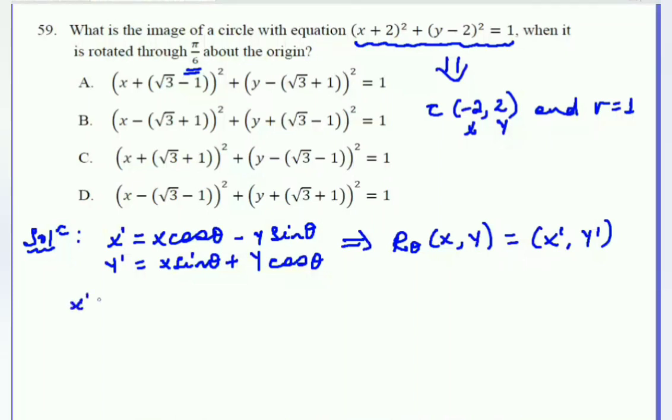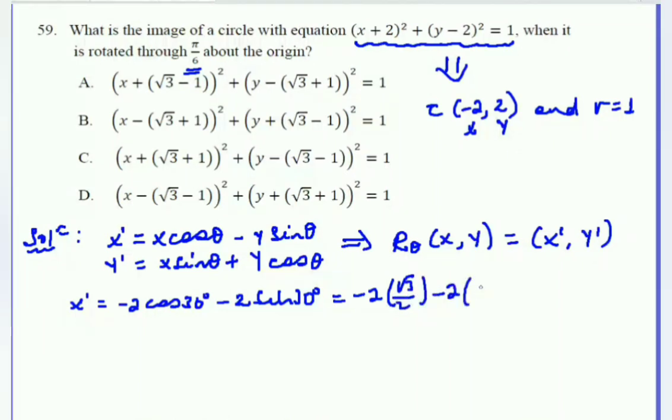Therefore, x prime is equal to minus 2 times cosine of 30 degrees minus 2 times sine of 30 degrees, which is minus 2 times root 3 over 2 minus 2 times 1 over 2, which is minus radical 3 minus 1. This is the value of x prime.